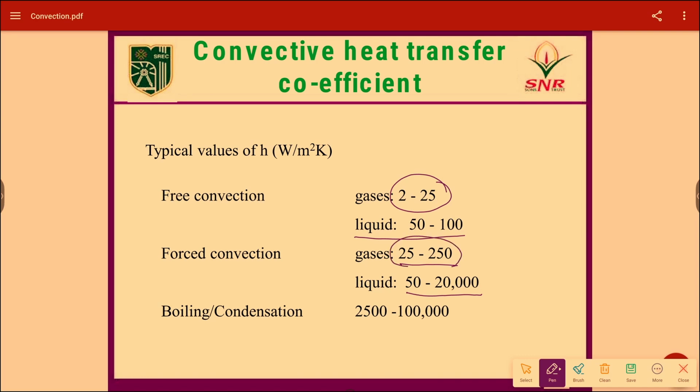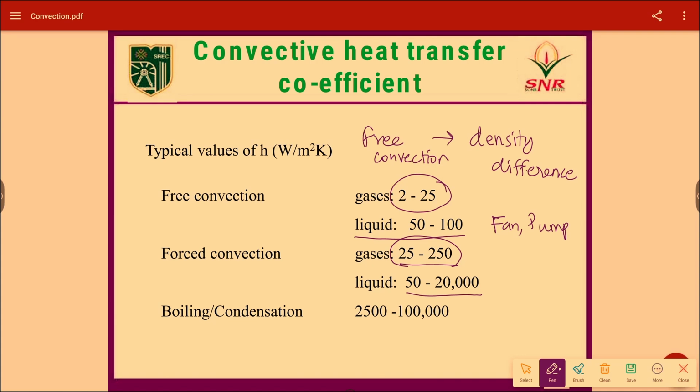The reason being, in free convection the driving force is only the density difference. The driving force for free convection is the density difference. On the other hand, in forced convection we are using some external aid. Say we are using a fan, or a pump, to ensure the mixing of the fluid. Therefore, the convective heat transfer coefficient of forced convection is much higher than that of free convection.